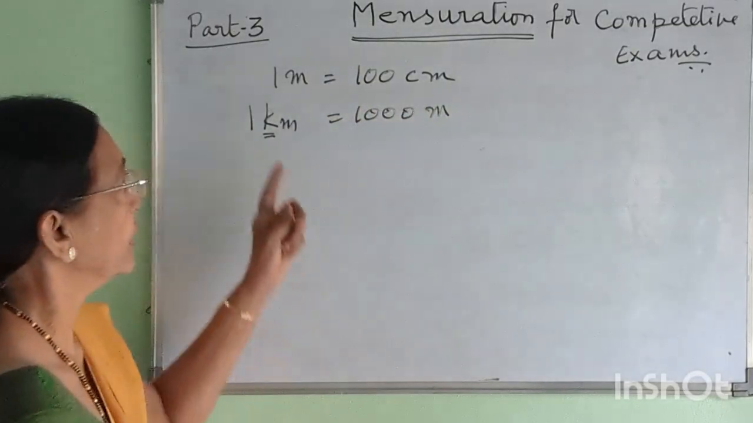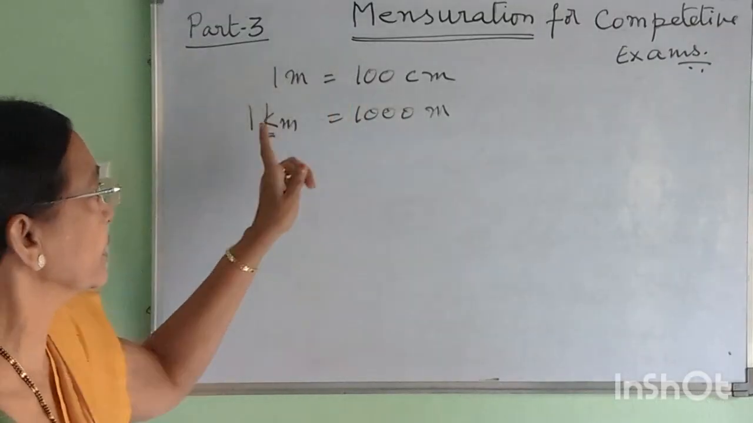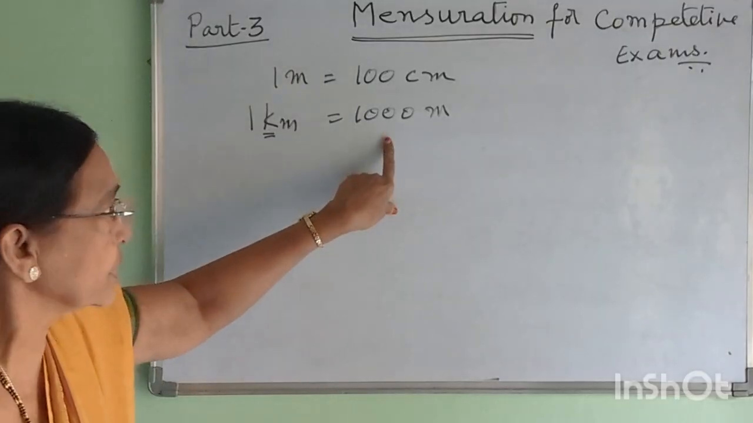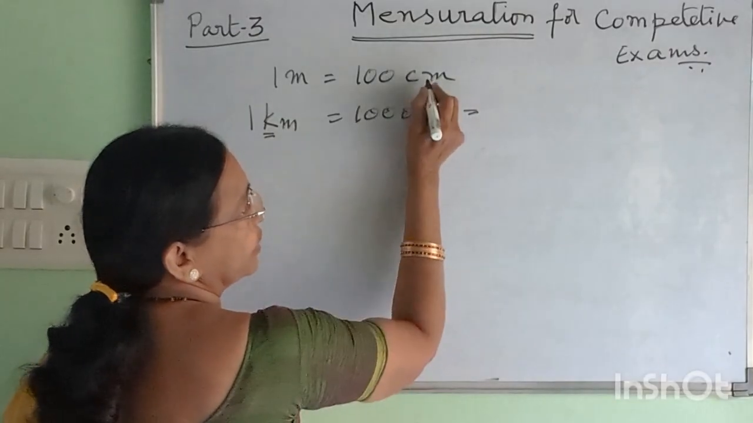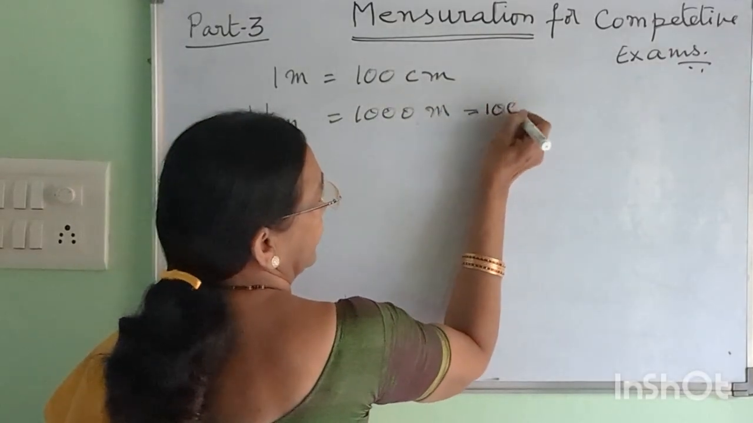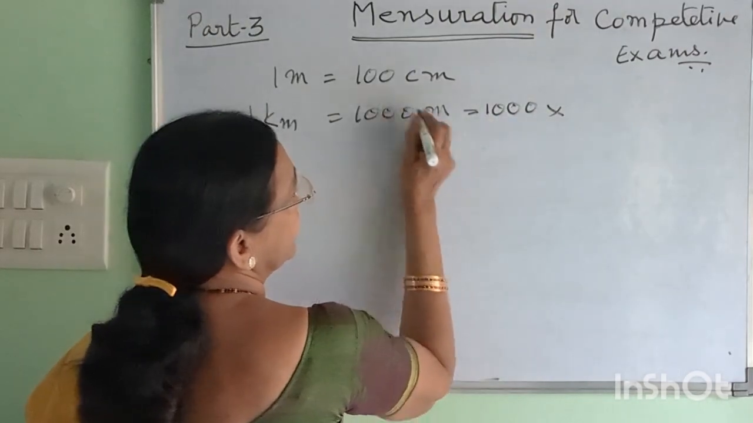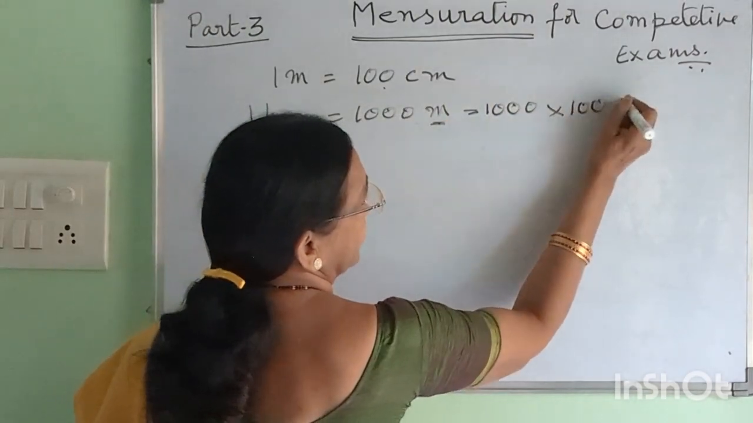meters. 1 meter is equal to 100 centimeters. 1 kilometer is equal to 1000 meters. Again we can convert this into centimeters. 1000 into meter. This meter is equal to 100 centimeters.